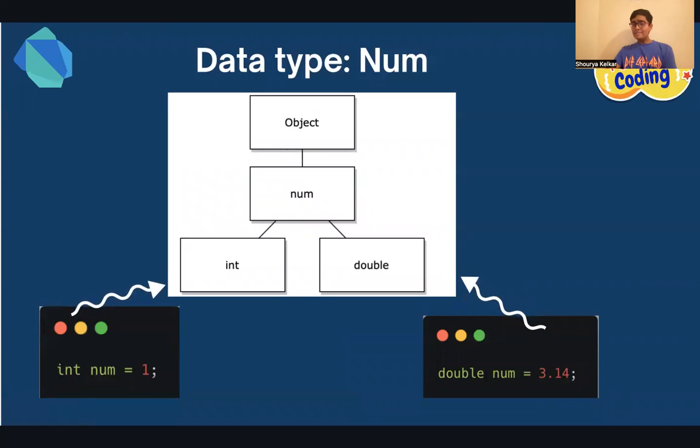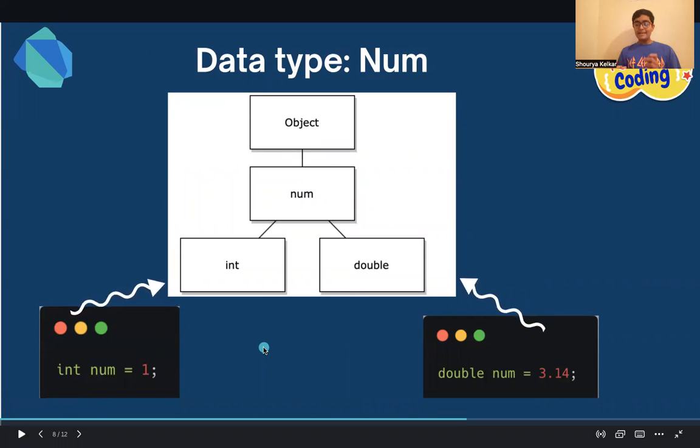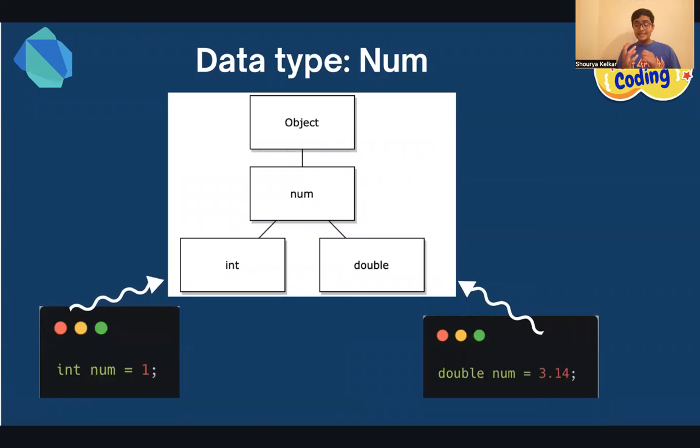So the first one, data type num. The num data type has two sub data types, int and double. The int is basically an integer, a full number, a real number which does not have any fractional values. For example, 1, 2, can be -1, -3.